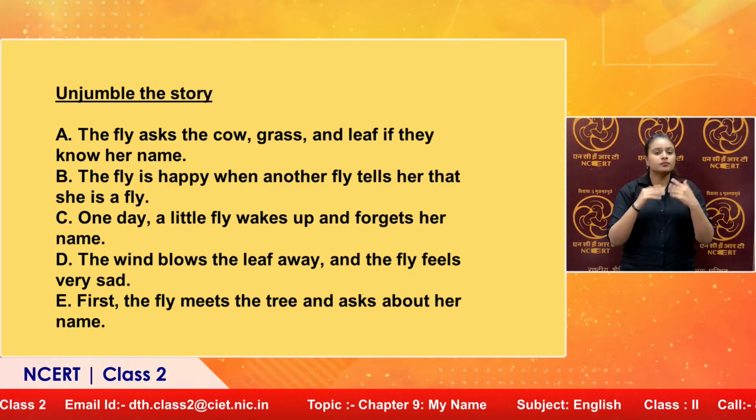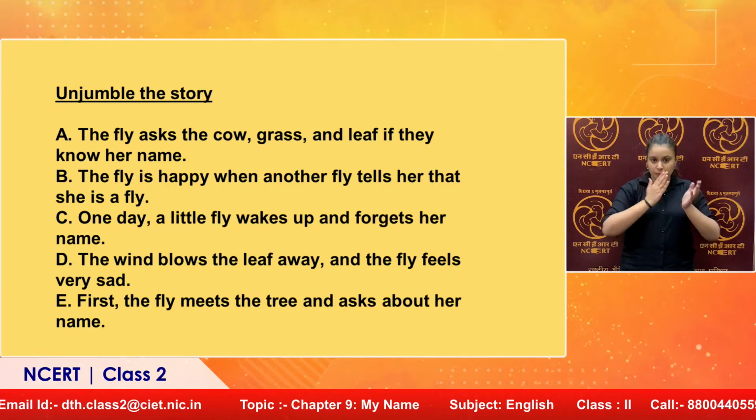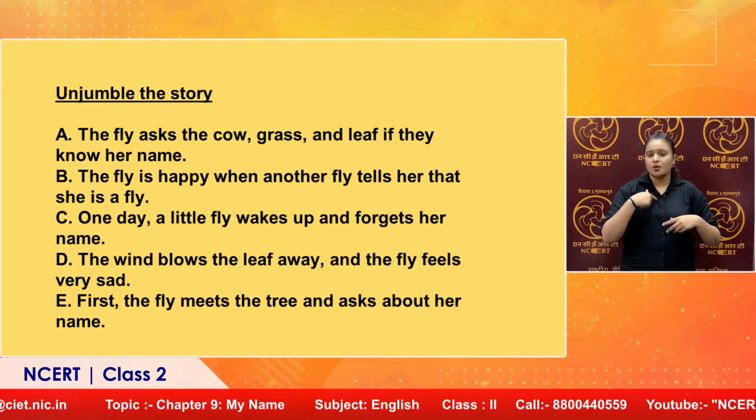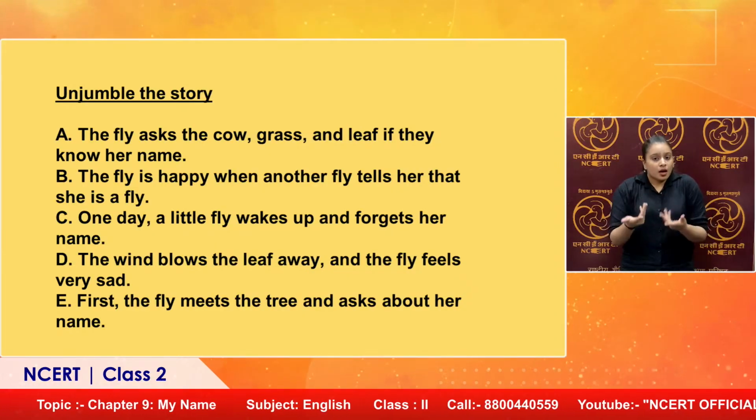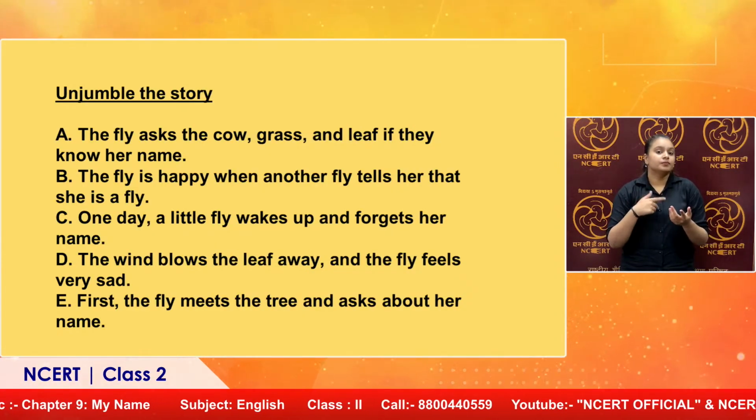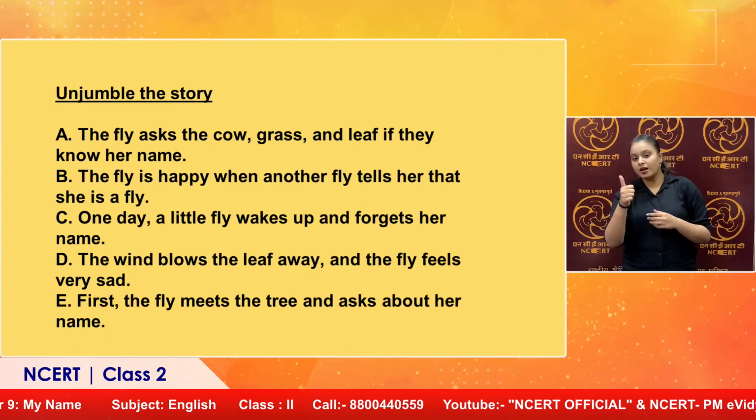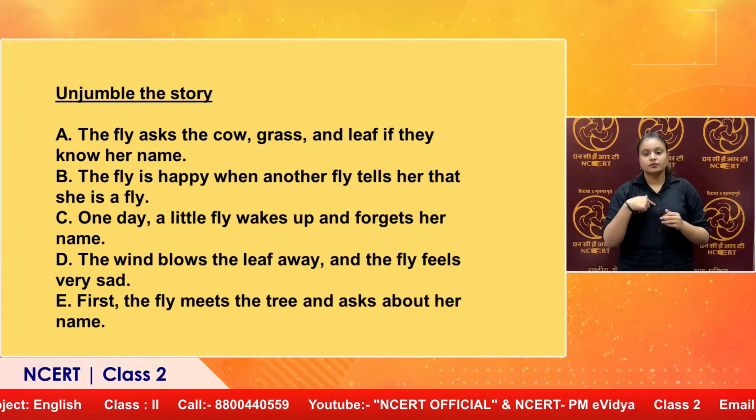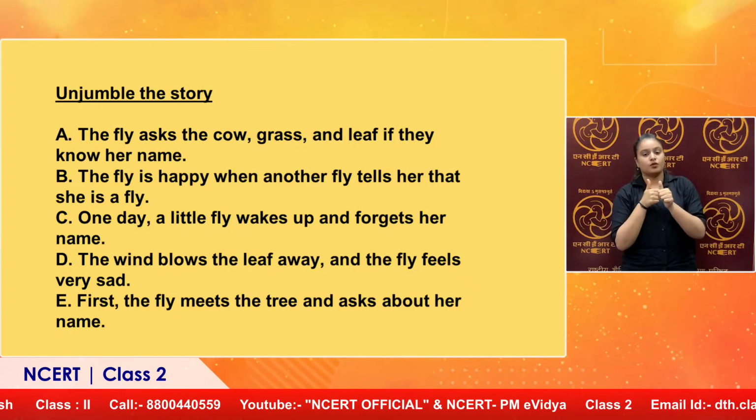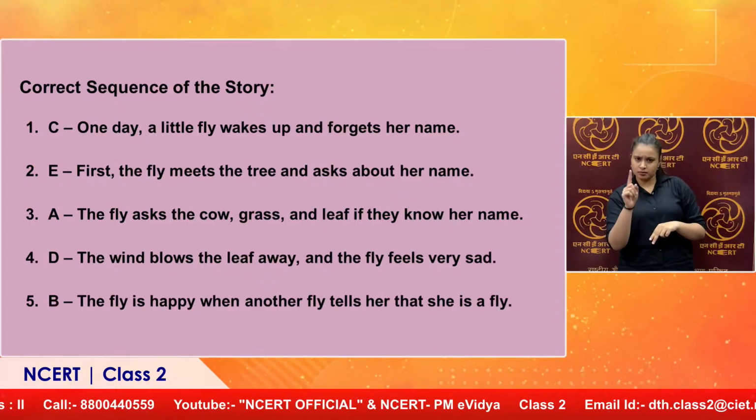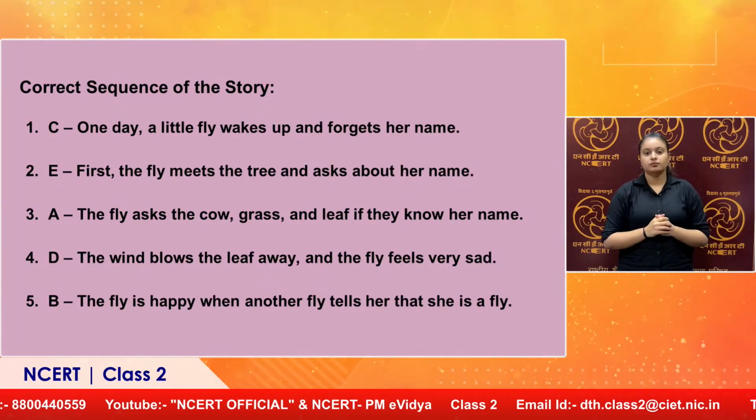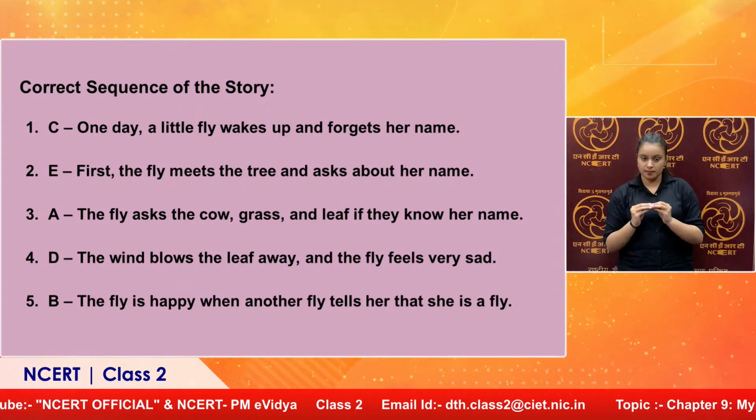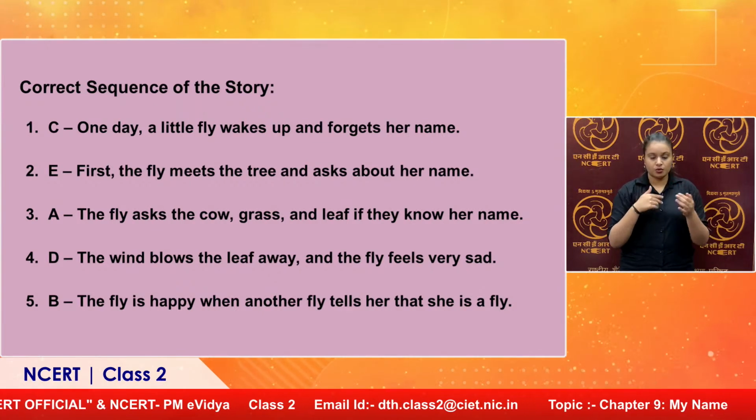And then what happens suddenly? The wind blows the leaf away and the fly feels very sad. Oh no, now I will not know my name. Yeah. And then finally the fly is happy when another fly tells her that she is a fly. Yeah. Right. So this is the sequence that we are going to follow, and let's see whether we were correct, Harpreet, since we did it together. Yes. And this is the sequence C, E, A and D, B. So that's right. The story ends with a happy ending here.